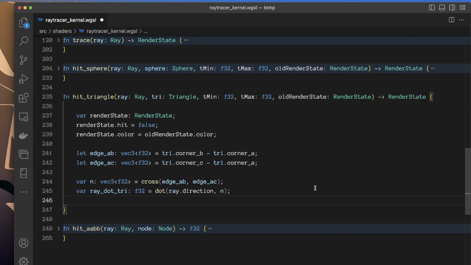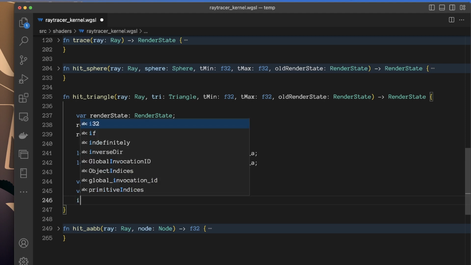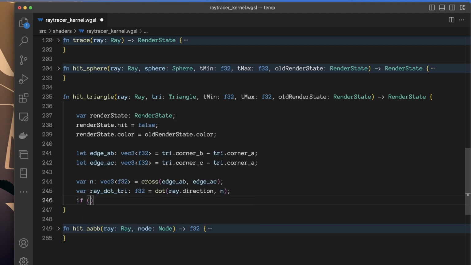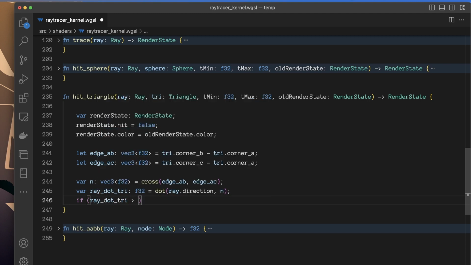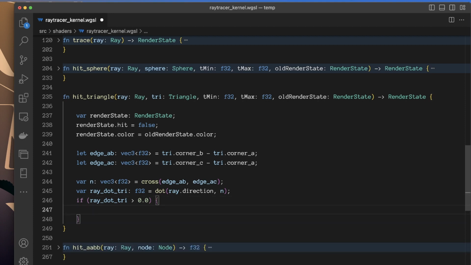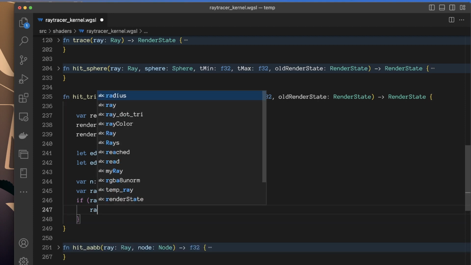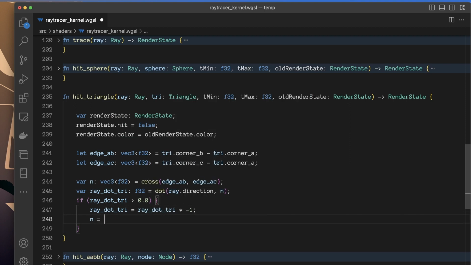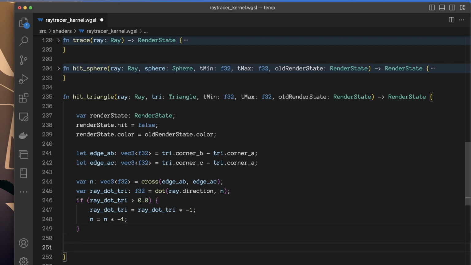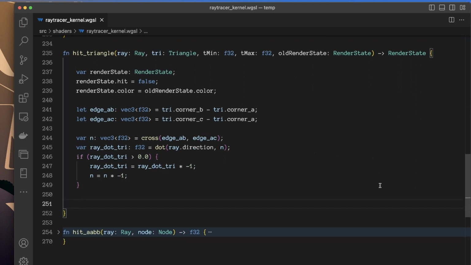So if the ray and the normal are going the same way, that's bad. We need to reverse everything. So if ray dot triangle normal is bigger than 0, I'll just reverse everything. I'll reverse the dot product, and I'll reverse the normal as well. Okay, so now we'll get to an early exit condition.